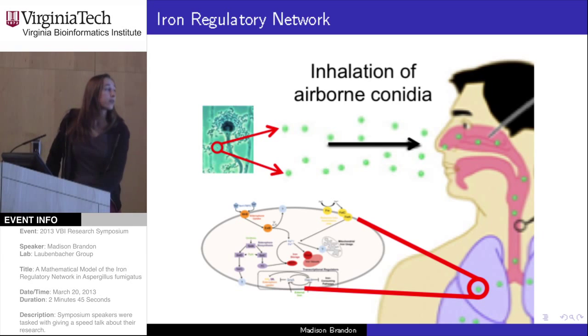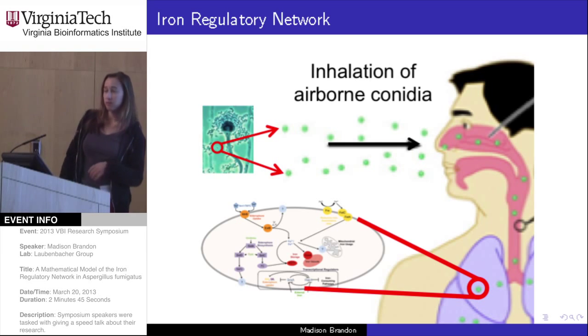So why do we care about this fungus? Aspergillus fumigatus is a ubiquitous fungus. It's found in every continent, even Antarctica, and we actually inhale several hundred spores of these a day. Once we inhale them, some of them settle into our lungs. For a normal, healthy patient, this isn't an issue. The immune system takes care of it.